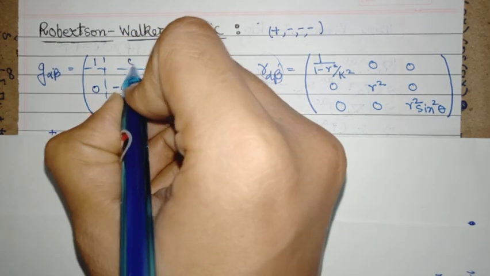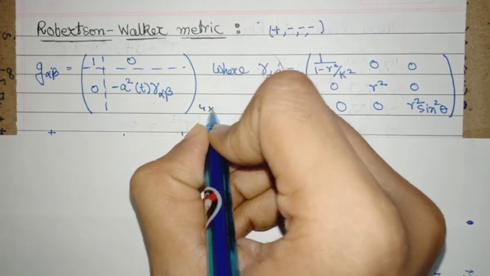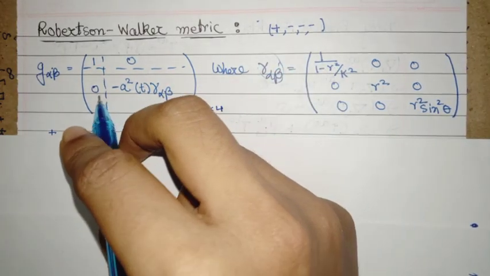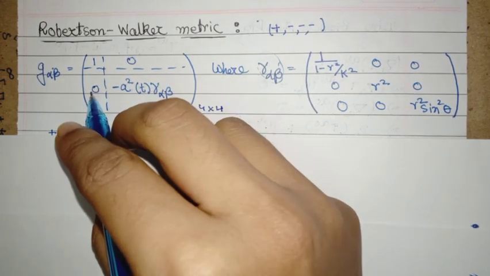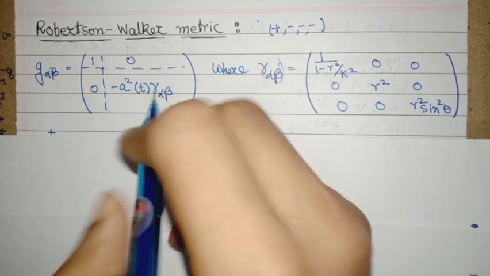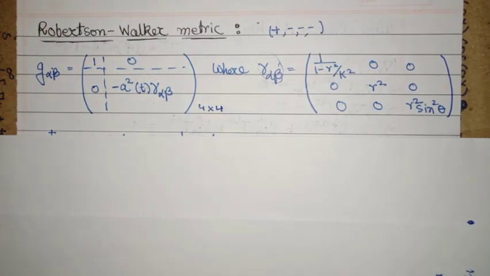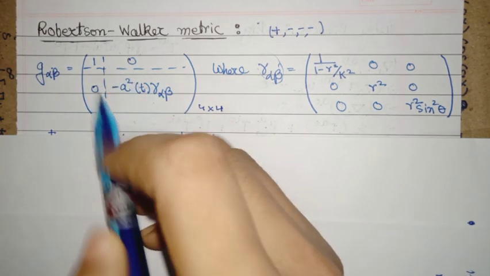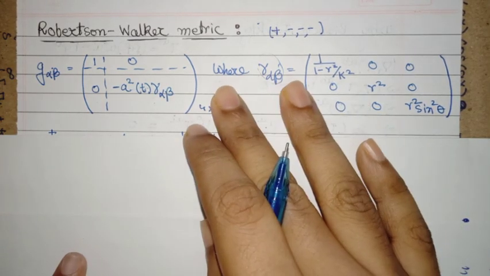So these blocks, these rectangular blocks of this 4 by 4 metric, are 0. This being 0 shows that there is no mixing of the spatial and the time components, although there is time here as the dependence of a, which is just a scalar parameter. So because of these zeros, this is called a static metric. This is a static space-time metric.